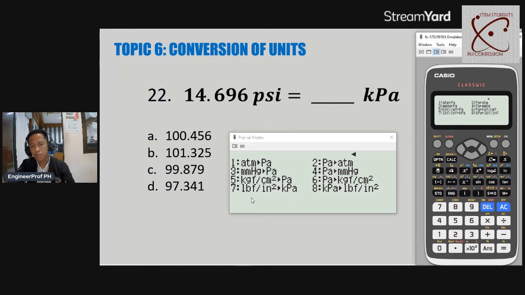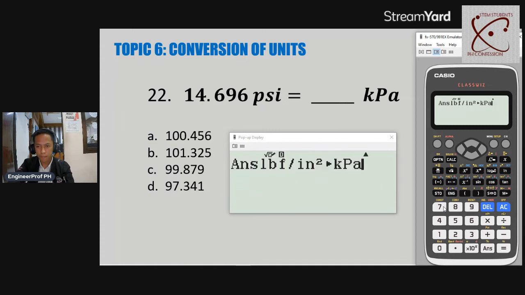So, marami siyang pwedeng i-convert na pressure from atmosphere to Pascal, millimeters of mercury to Pascal, kilogram force per square centimeter to Pascal, and vice versa. Okay, so for number 7, PSI to kPa. So number 7, ayan. Input natin dito, delete natin yan. Input natin yung value sa problem. So 14.696 pound force per square inch.